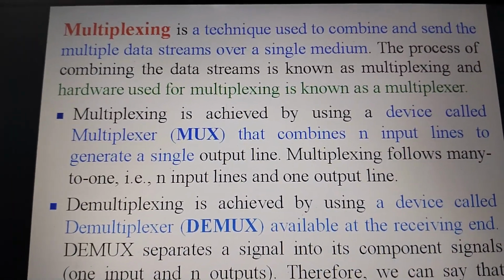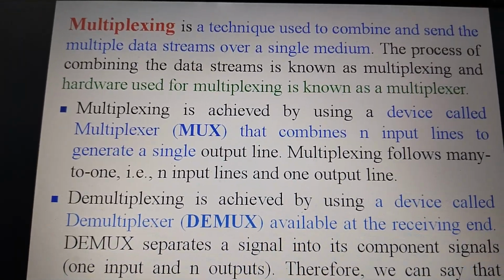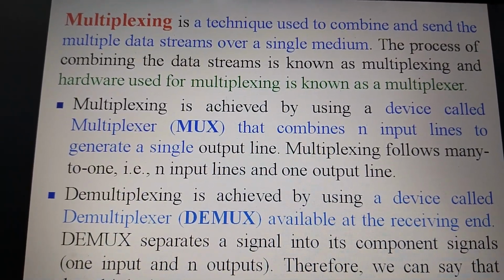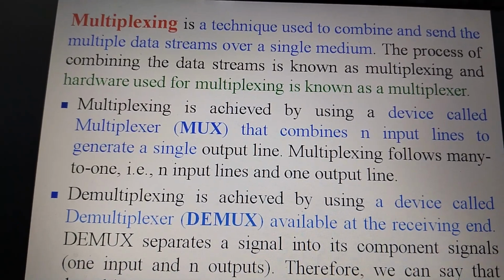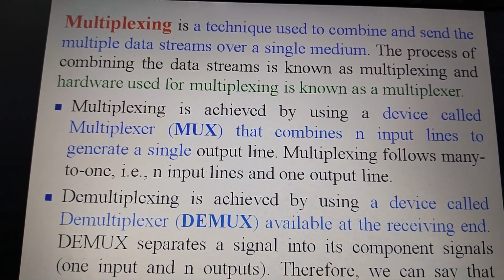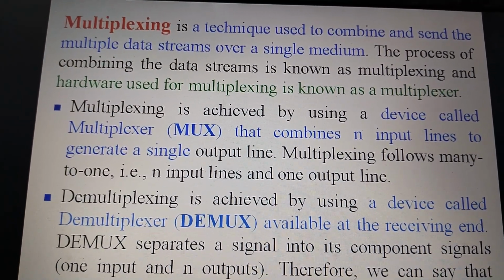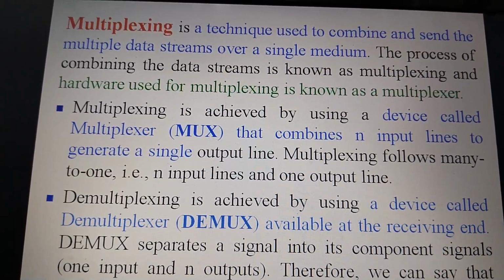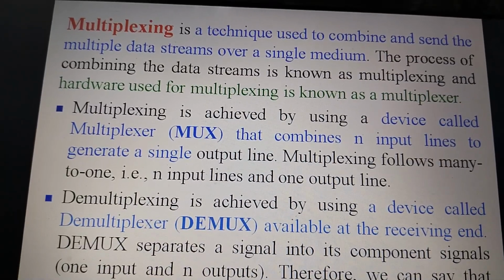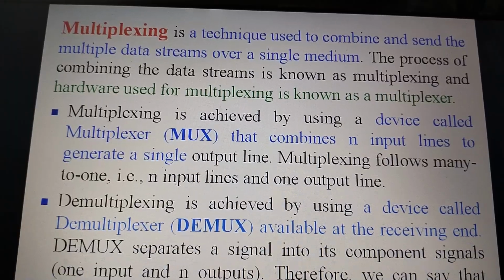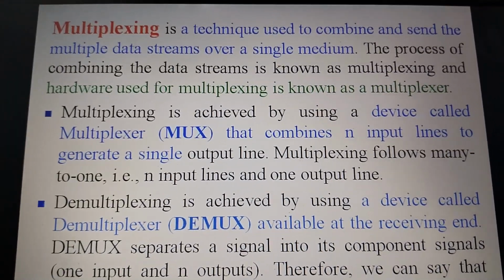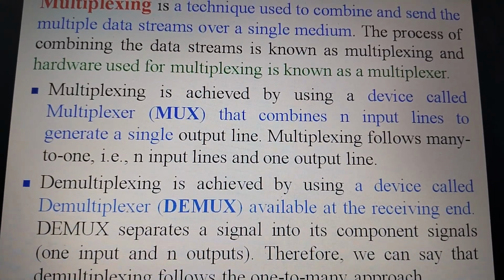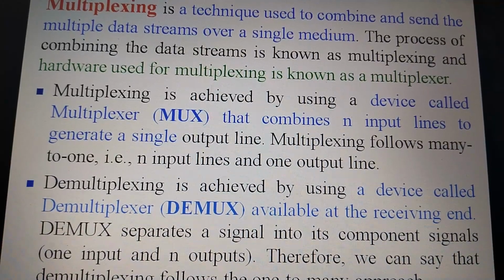In multiplexing, the multiplexer is a device that performs the adding operation. The multiplexer, in short, we write as MUX. The duty of the multiplexer is to combine the n input lines to generate a single output line. Multiplexing follows many to one: many inputs to a single output. That is, n input lines and one output line.